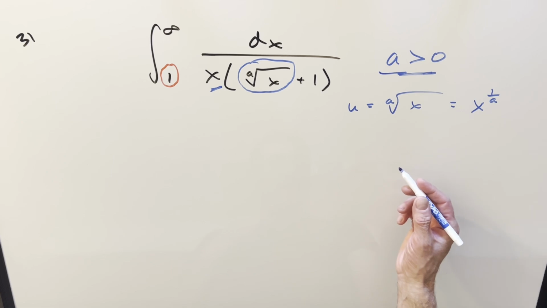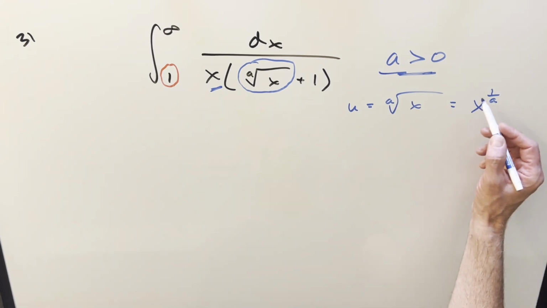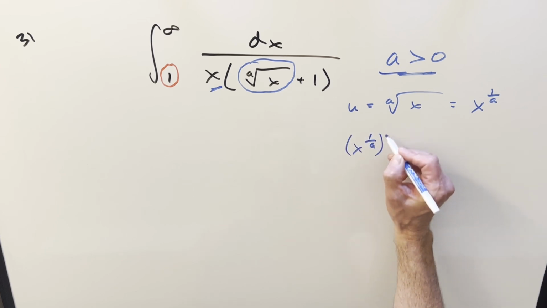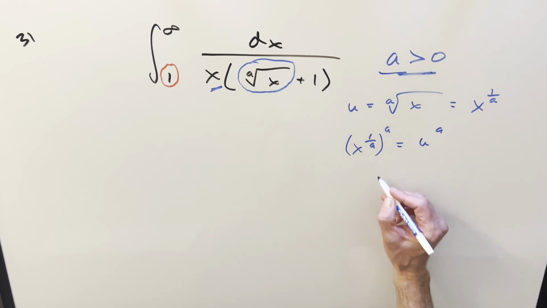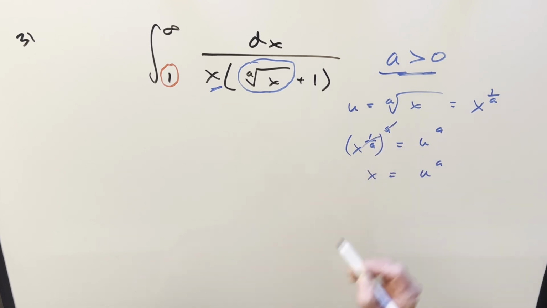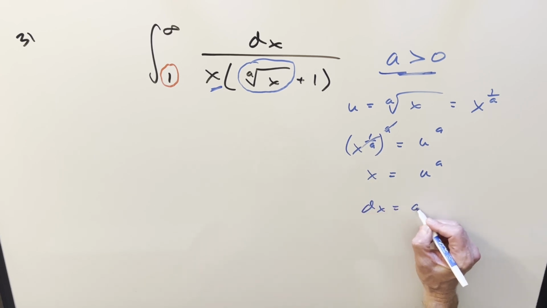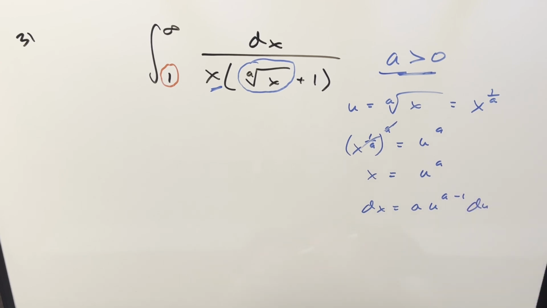So then from here, before I take the derivative, let's solve for x. I can take it to the a power on both sides. So if I have x to the 1 over a, we can raise this to the a power, and we can raise the u to the a power. So what we get is x just equals u to the a. Now we'll go ahead and take a derivative. That's just going to be power rules. So we get dx is going to be a times u to the a minus 1 du.